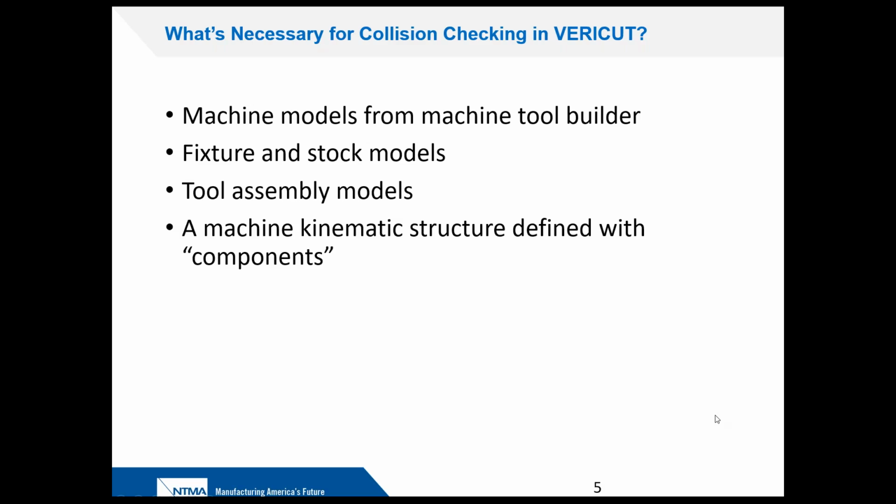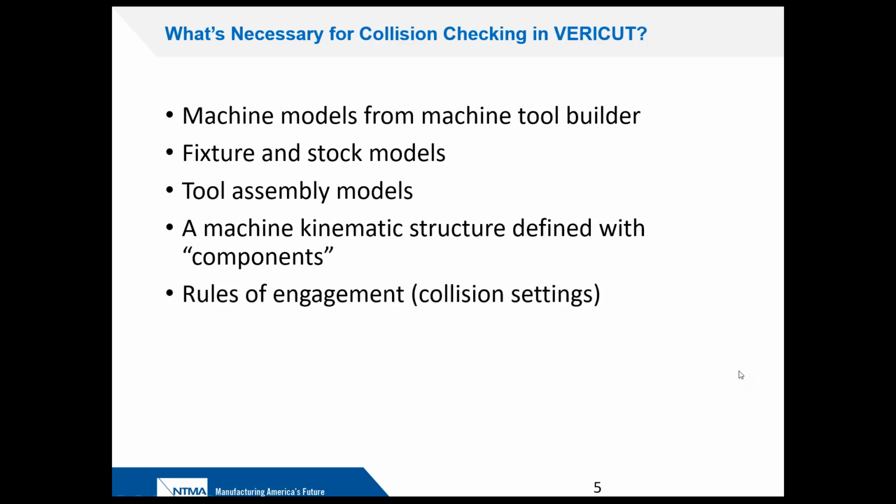So the next thing we're going to need is the machine kinematic structure, which in VERICUT we define with components. Suffice to say, is it a horizontal machine? Is it a vertical machine? How does the X and Y axis interact with each other? That way we can correctly mimic the motion and therefore have accurate collision checking.